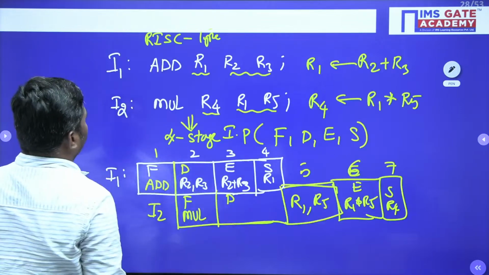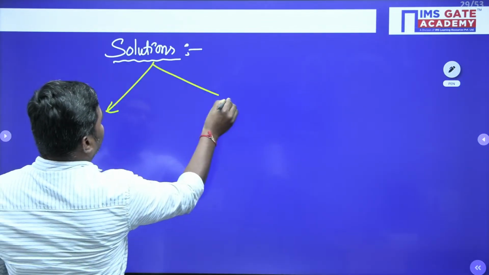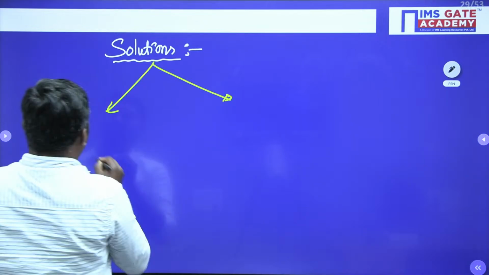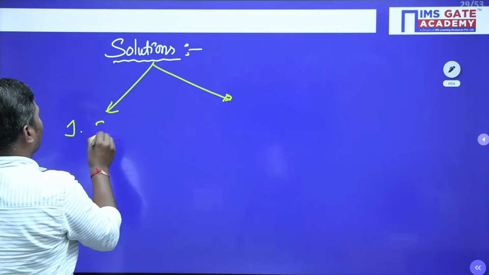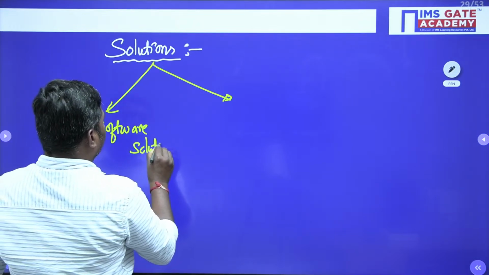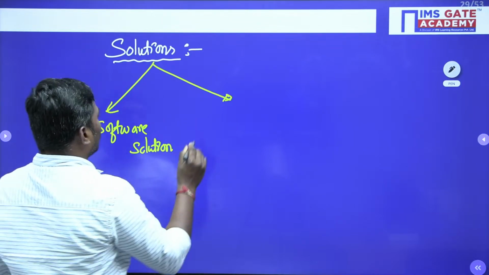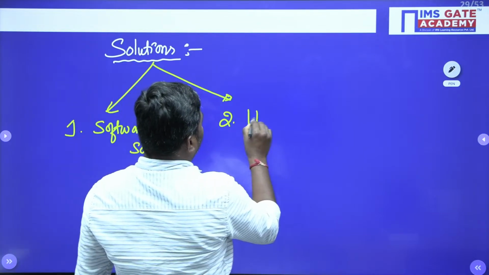Minimize this thing. So there are two types of solutions. One is software solutions. The second one is a hardware solution.